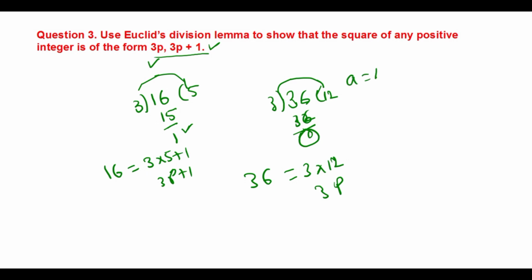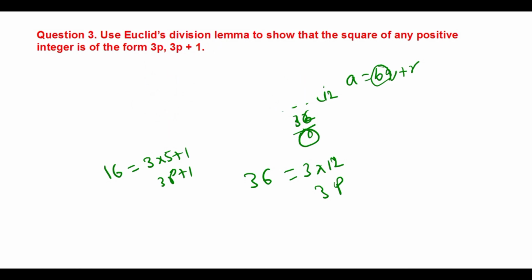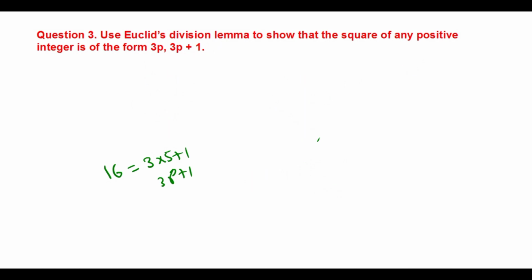a is equal to bq plus r. Here b is the divisor. Okay. So if you divide any positive integer by 3, you will get it in the form of 3p or 3p plus 1. So what is the answer for this?